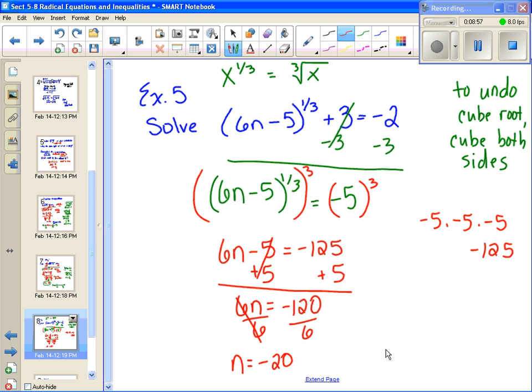Now I should double check it. And if you substitute in a negative 20, you'll get negative 125 and the cube root of that. Now it's okay to have a negative if you have an odd root, because you can do a cube root of negative 125. So that's okay. This can't be an even root because then we would have a non-real solution. But it's okay to have a negative in the radicand as long as this is an odd root, in which case this is. And so this solution will work.